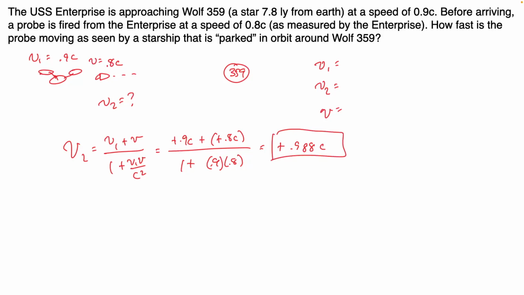What does the positive sign mean? Also moving to the right. We specified to the right as being the positive direction. And so we're not surprised that people on 359 say the Enterprise is moving at positive 0.9, and everything lines up in the same direction, so we get the same sign. 0.988, good answer, because it's less than 1. Anything over 1, something has gone horribly wrong.